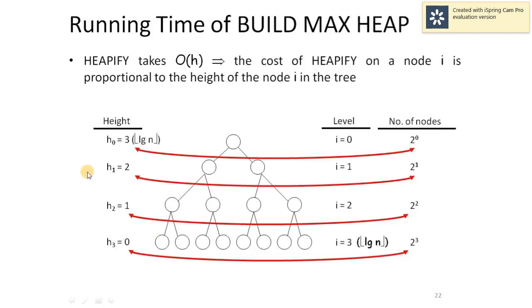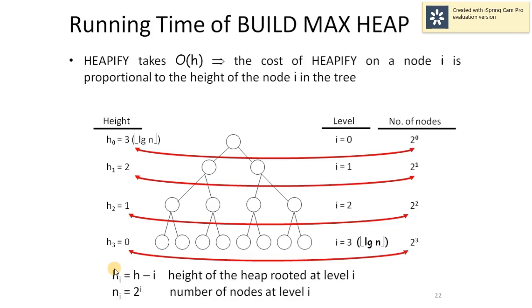So from these values, I can say that h_i, that is the height at a particular level i, can be written as h minus i, where h is representing the total height of a tree. I can verify this relationship from here also. Here h0 is representing the height of a tree at level 0, and the total height of the tree in this particular case comes out to be 3. So I can write 3 minus 0, which is equal to 3. That is total height minus level.